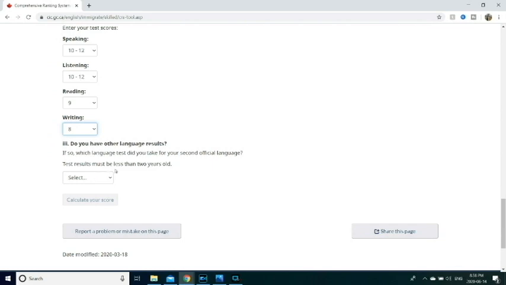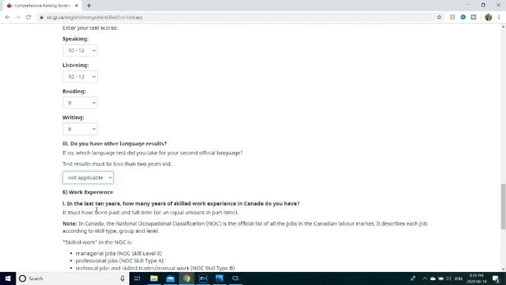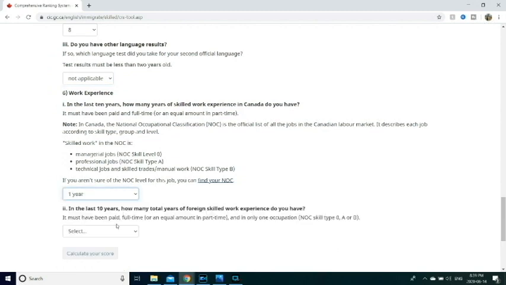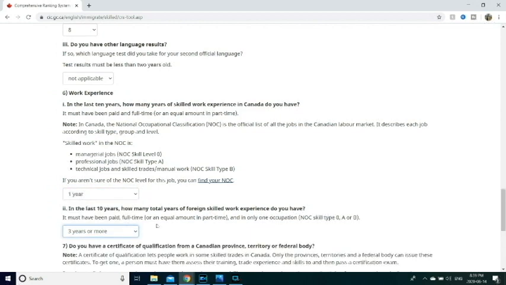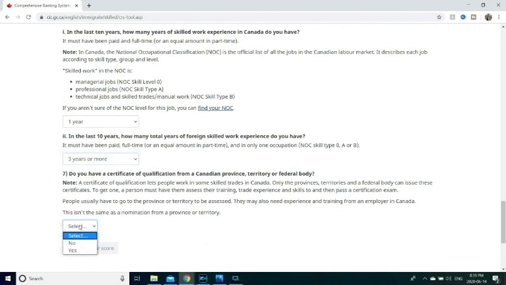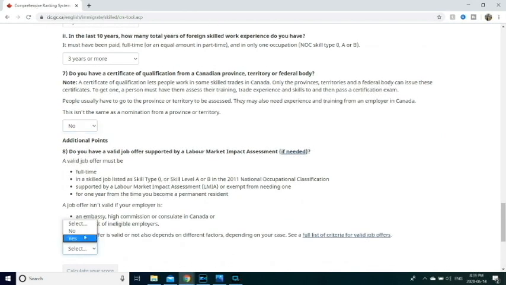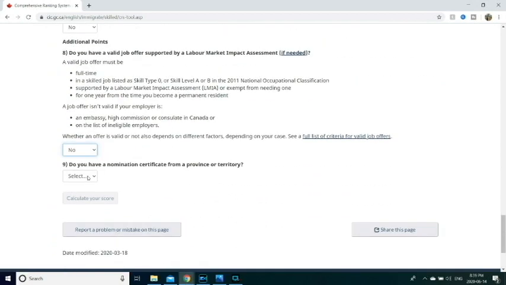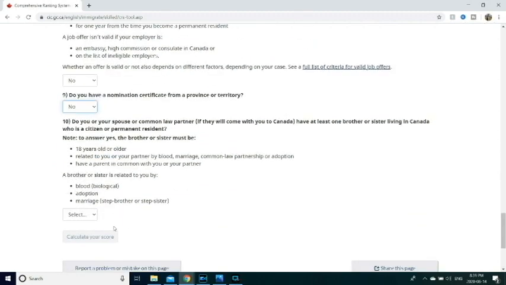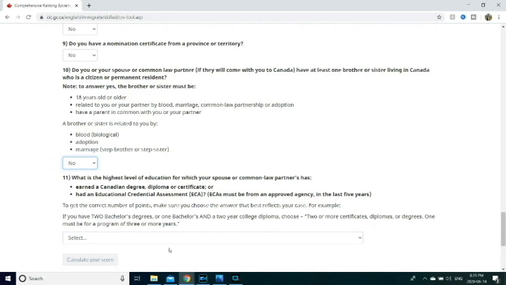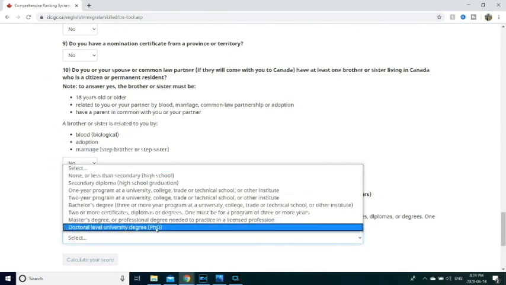Now, do you have another language? It is not applicable. Work experience in Canada we are keeping at 1 year. Outside Canada we are keeping 3 years. Any other certification? It's going to be no. This is no. This is no. This is no. Highest level of education your spouse has. Say your spouse has a bachelor's degree.